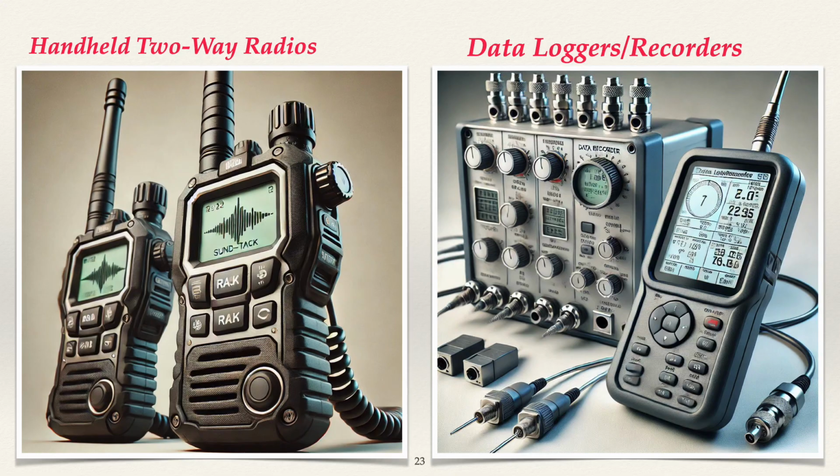Data loggers or recorders. The purpose: data loggers are used to record environmental conditions or specific measurements during the survey. The functions: it logs data such as temperature, wind speed, or elevation at specific points, and provides accurate records for later analysis and design adjustments. It is used for recording environmental data and specific measurements during detailed surveys.